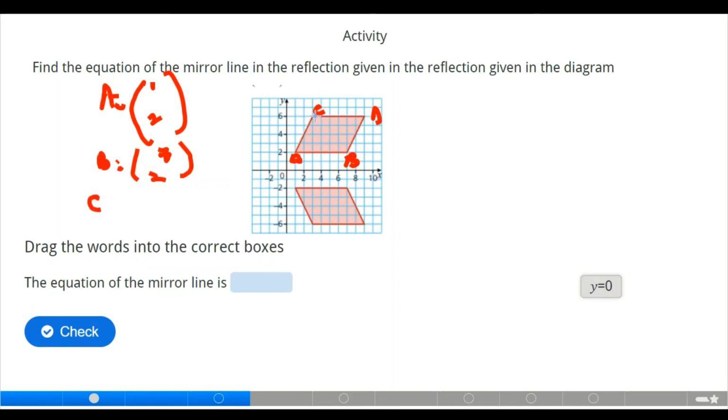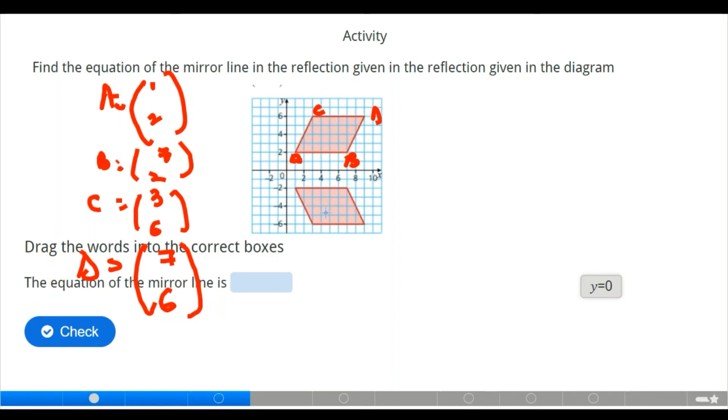On the x-axis, C is 3, and on the y-axis, C is 6. Now let's look at D. On the x-axis, D is 7, and on the y-axis, D is 6, and that is the transformation of that. I think this is a parallelogram, right? That's a parallelogram.